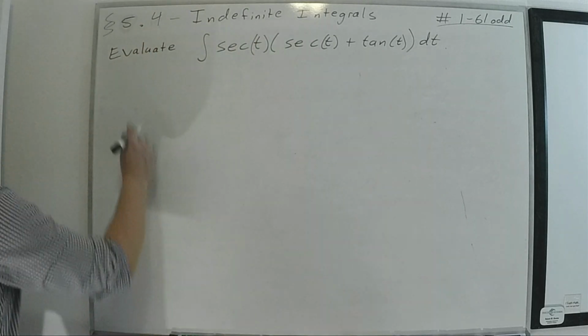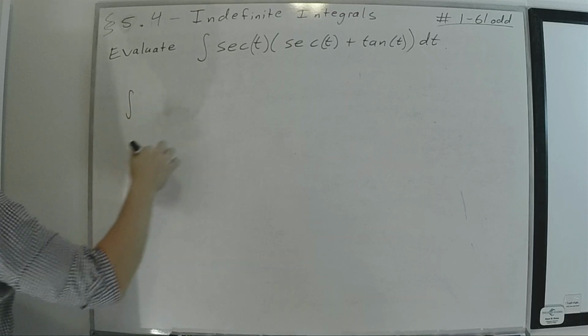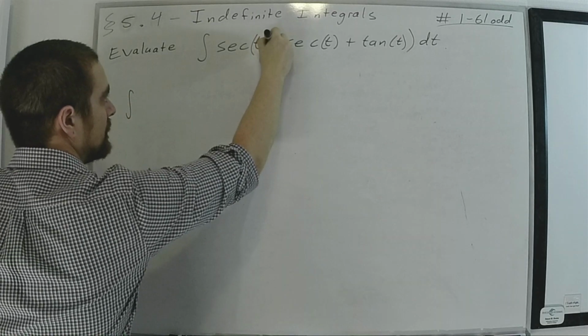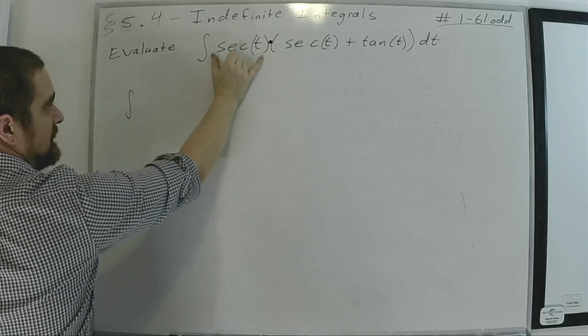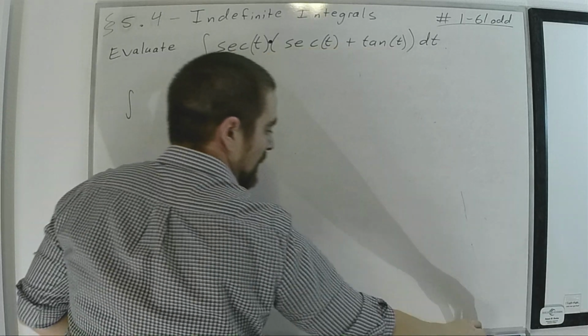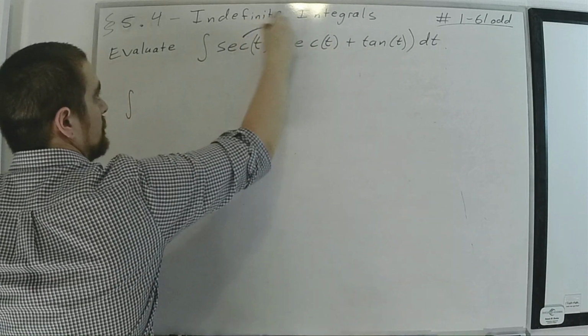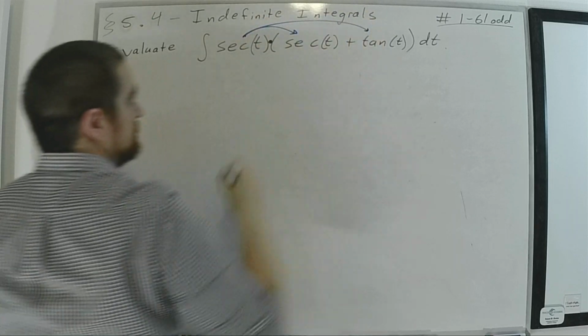Okay. Well, right off the bat, there's a product of two functions that I have to be careful about. This secant function is actually being multiplied by these two terms, secant of t plus tangent t.